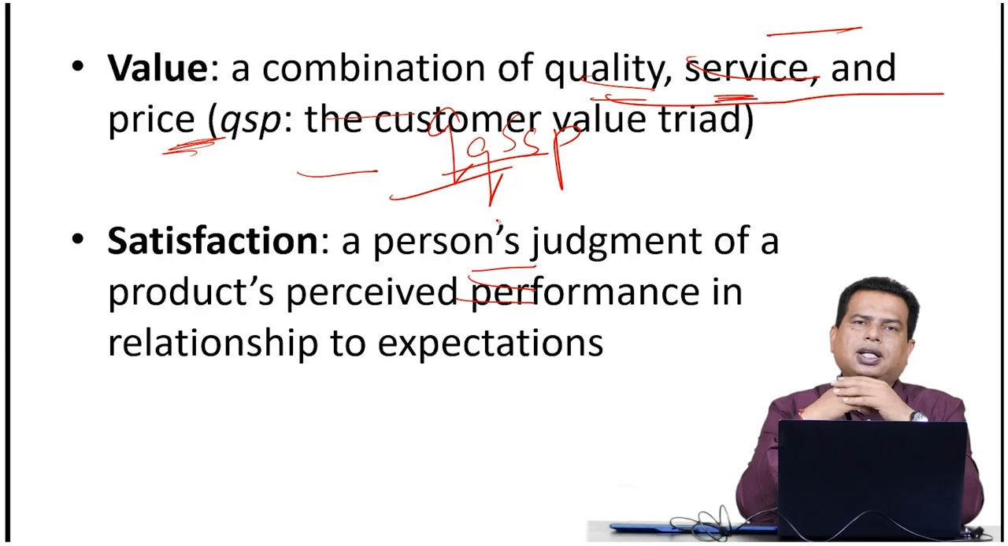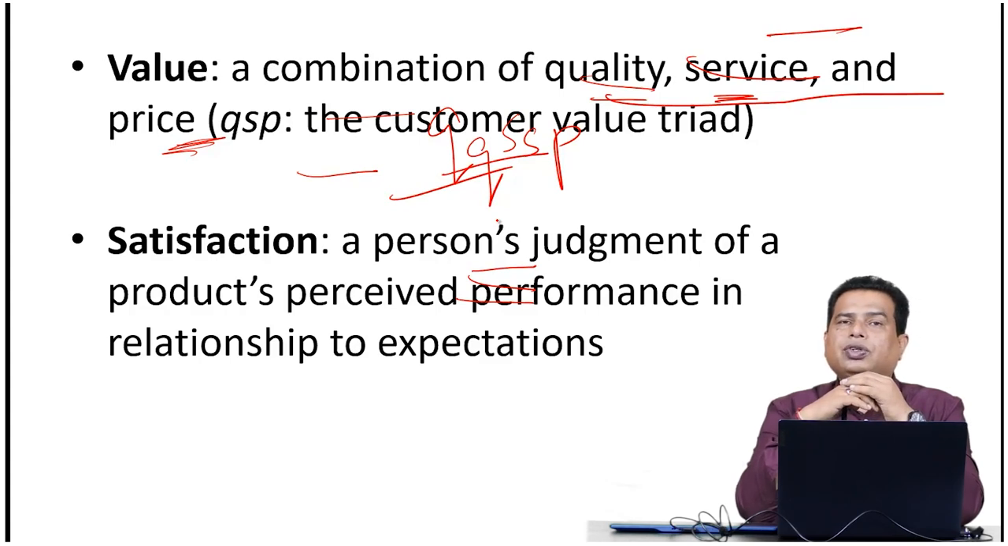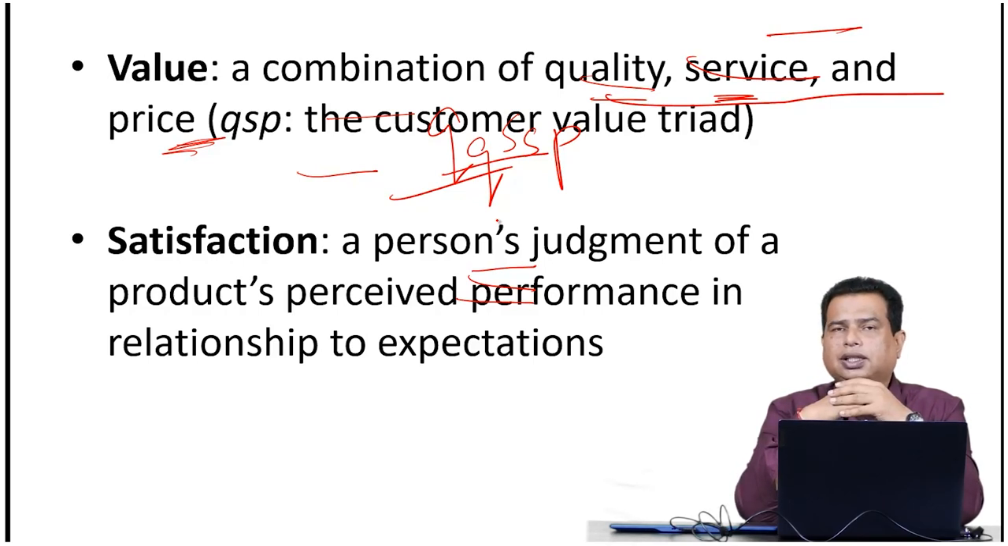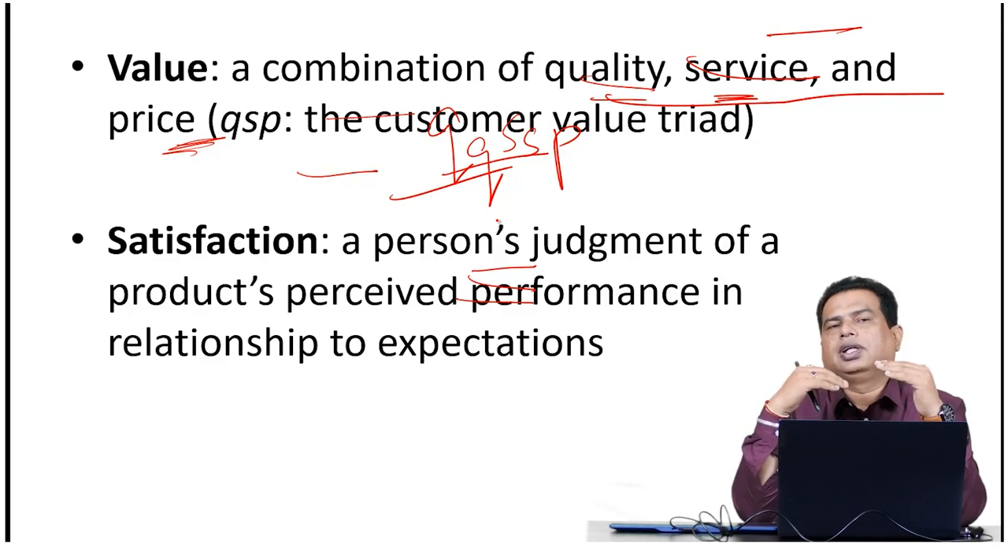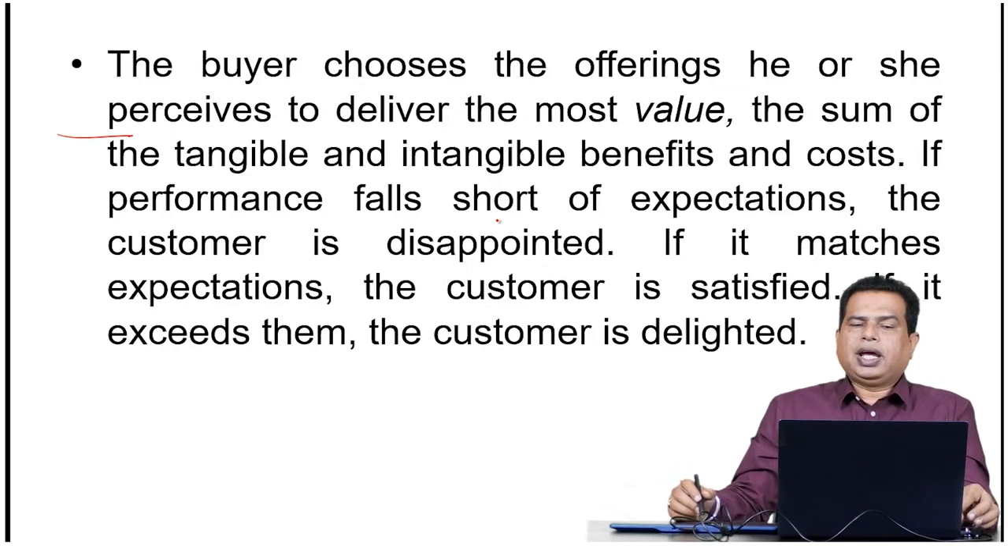Yes, I'm purchasing this car, and I have some expectations. For example, I expect that the car is going to be fuel efficient and give me a mileage of 20 kilometers per liter. If the car is delivering more than 20, then I'm feeling delighted. But even if it is giving me 20 kilometers per liter, then I'm satisfied. But if I'm receiving less than 20 kilometers, then it is below the expectation, and I may feel dissatisfied with the product. So the buyer chooses the offering he or she perceives to deliver the most value.